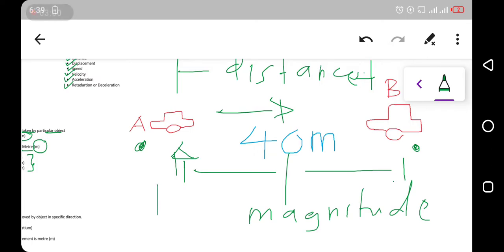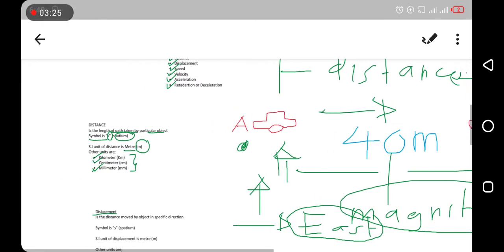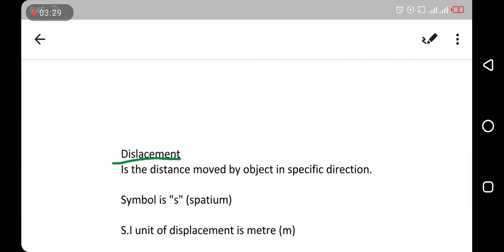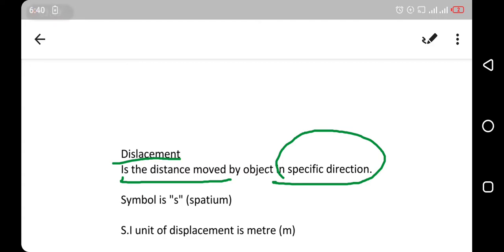If the car moves from point A to point B and the direction of the car is eastwards, and we combine both the magnitude, 40 meters, and the direction moved by the car, this is what we call the displacement. So displacement is the distance moved by an object in a specific direction. What is added in displacement is the direction of the moving object. This is the difference between distance and displacement. Tumeona kwamba katika distance tuna magnitude peke yake, lakini katika displacement tuna magnitude na direction.